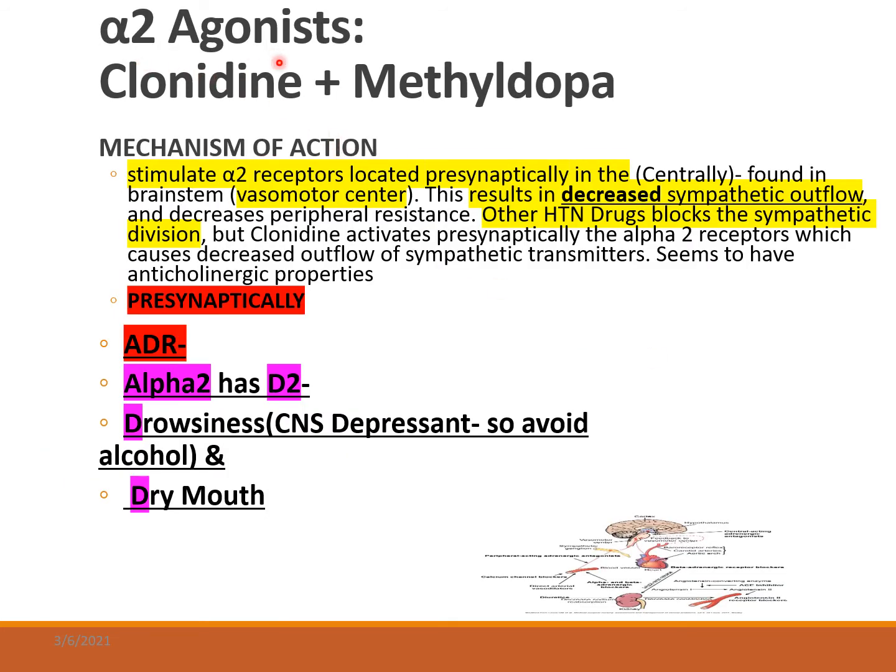Alright, alpha 2 agonists, what is the mechanism of action? The mechanism of action is important over here because alpha 2 receptors are found presynaptically. These drugs stimulate the alpha 2 receptors located presynaptically in the vasomotor center, which results in decreased sympathetic outflow. While most hypertensive drugs block the sympathetic division.